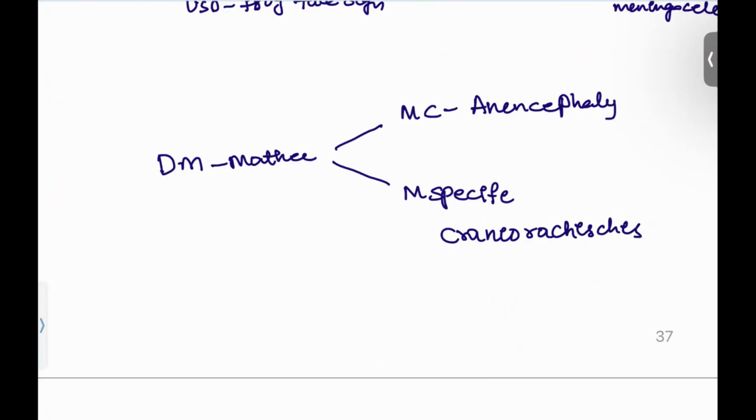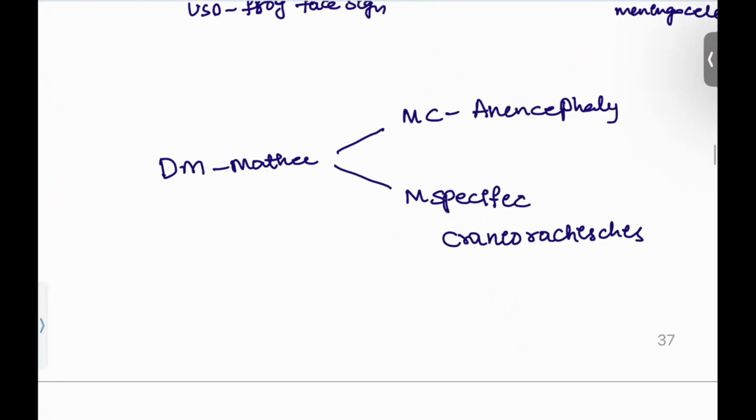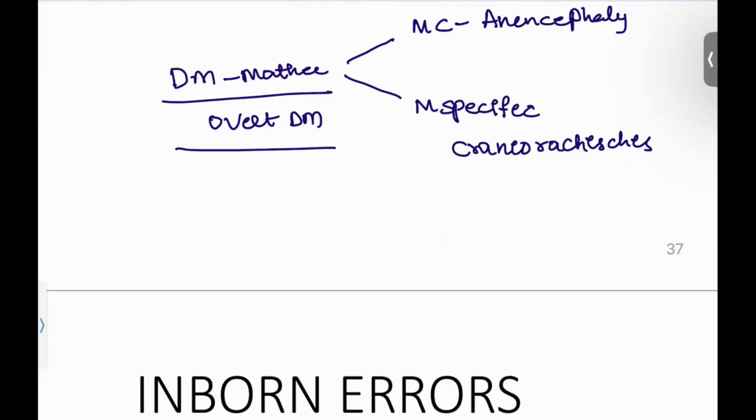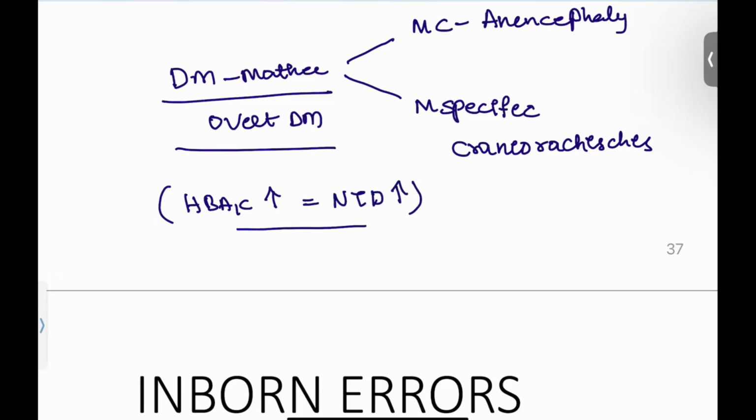Okay, this is the most specific one, and this is seen in overt diabetes mellitus. How can we tell the risk the patient is having? The higher the HbA1c, the higher the chance of neural tube defects.